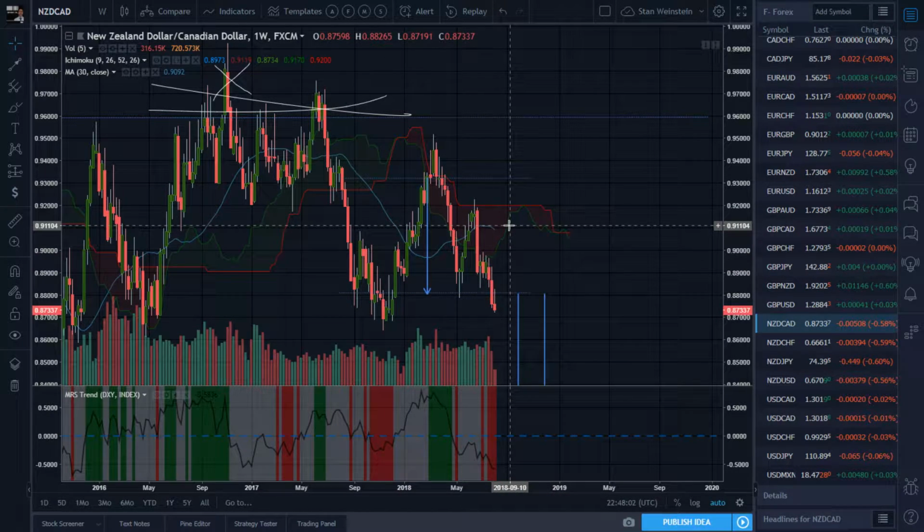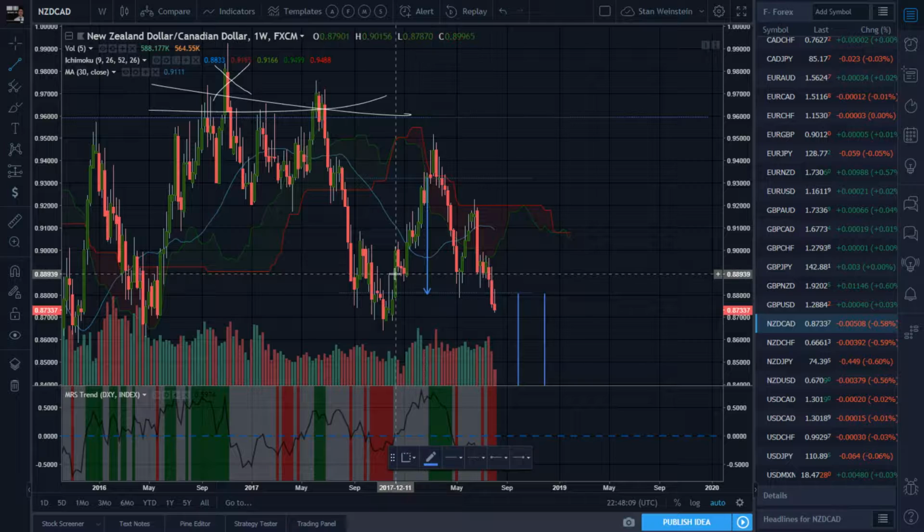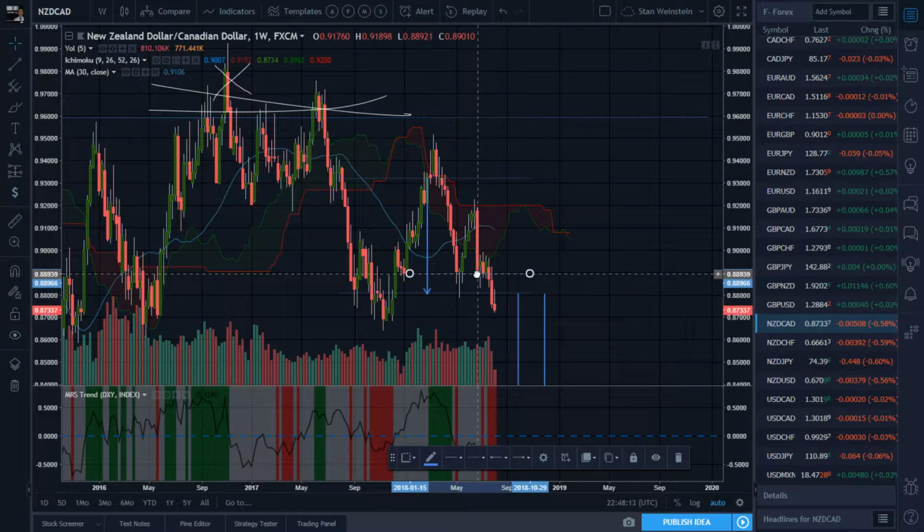Below the Ichimoku cloud. Oh, something here. Below a horizontal breakout line, you have one here or here.